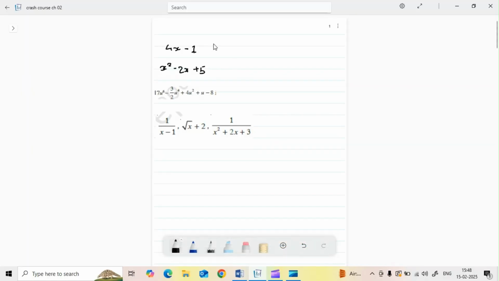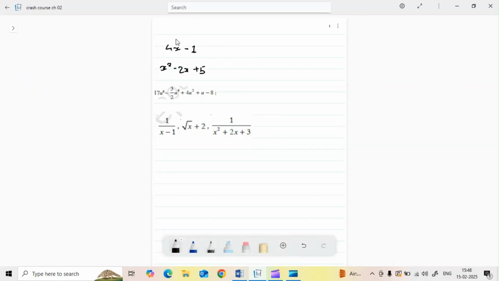Today we are diving into chapter 2 of the class 10 NCERT math book, which is all about polynomials. This crash course will cover all the essential points you need to know. So let's get started. So what is a polynomial equation?